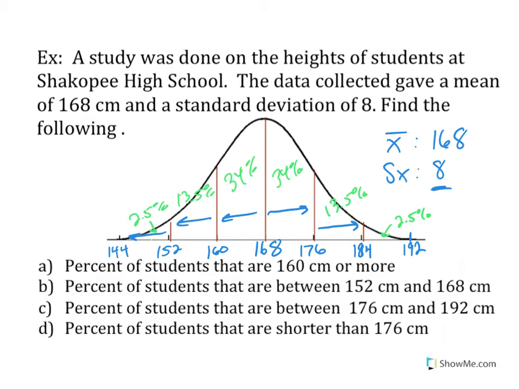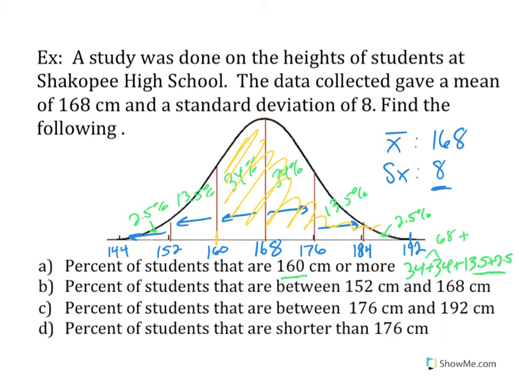So question 1 said, what's the percent that is 160 or more? If I were to shade this area of 160 or more, well, 160 is right here. If I were to shade everything, that would be all of these percentages. And so that would be, in this case, the 34 plus the 34 plus the 13.5 plus 2.5. Using my calculator, 34 plus 34 ends up being 68.